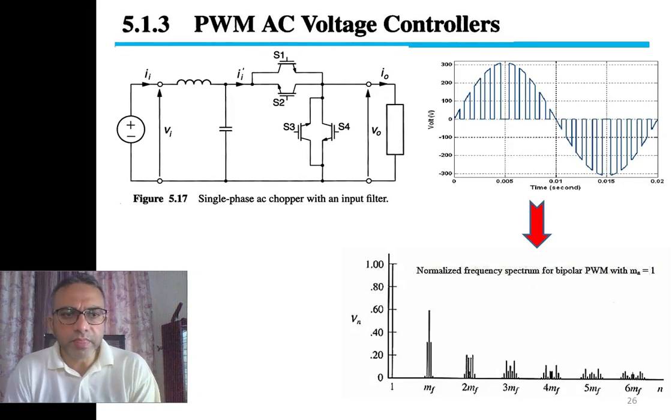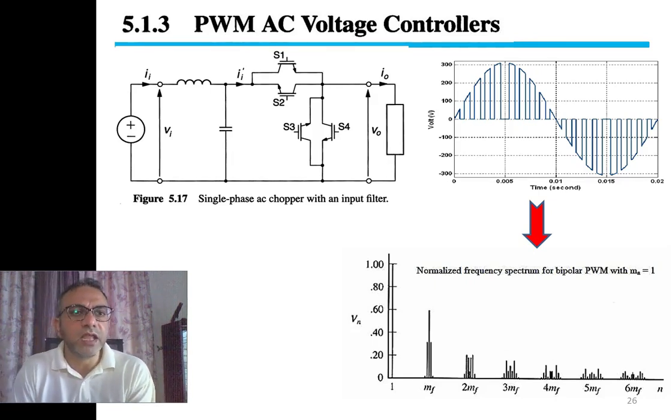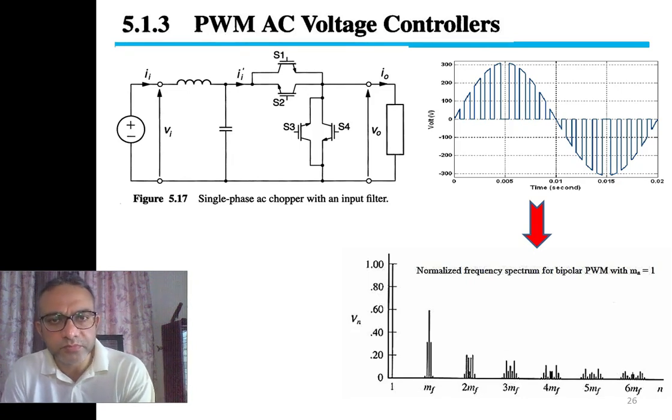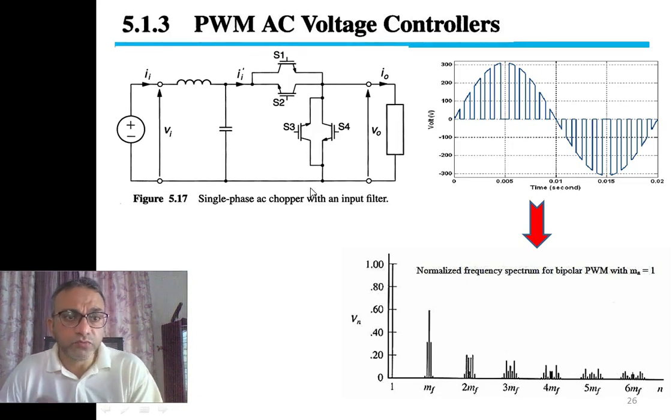In this slide, we will understand the importance of the input filter. The single phase AC chopper, which is the other name of PWM AC voltage controller. The circuit diagram is repeated in figure 5.17. We have the normal sine wave, the filter, our four switches S1, S2, S3, S4, and the load. The output voltage is shown in this diagram. This is the output voltage of the PWM AC voltage.